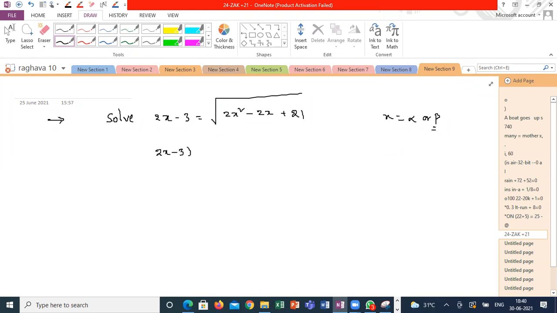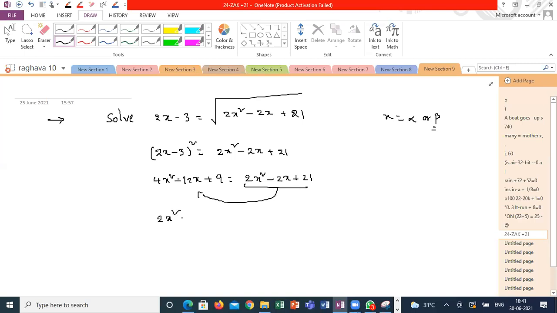(2x minus 3) whole square is equal to 2x square minus 2x plus 21, so 4x square minus 12x plus 9 is equal to 2x square minus 2x plus 21. We take the whole equation to this side. 4x square minus 2x square is 2x square, minus 12x plus 2x is minus 10x, and 9 minus 21 is minus 12. So, simplifying, x square minus 5x minus 6 is equal to 0.